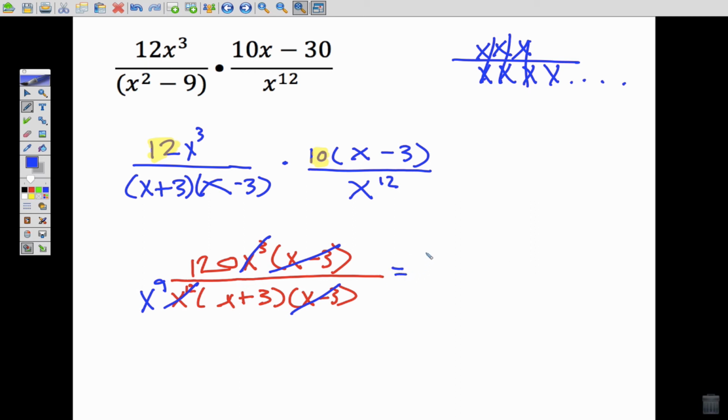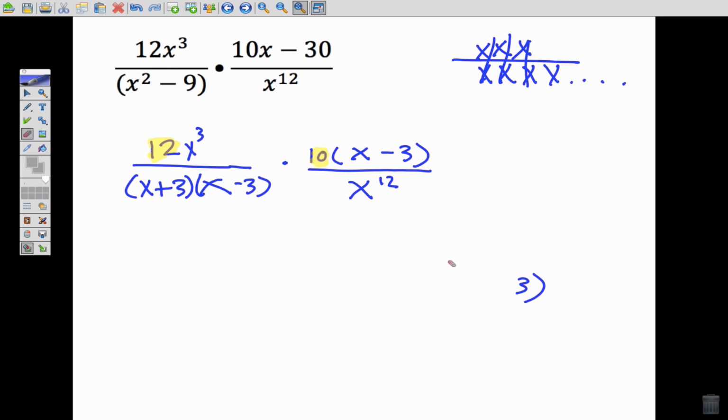And then we have 120 in the numerator. That's all that's left up there. And then we have x to the 9th times the quantity x plus 3. And that would be our product on that one, our solution. Now, that's one way to do it, and it works just fine.